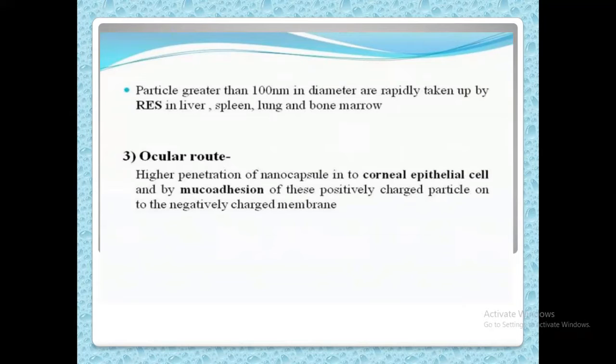Higher penetration of nanocapsule into the corneal epithelial cell. The corneal epithelium is there in your eyeball. So the corneal epithelial cells can directly take the nanocapsule. Nanocapsules can penetrate even the corneal epithelial cell, by mucoadhesion of these positively charged particles onto the negatively charged membrane. So these nanocapsules are positively charged. They will bind with the membrane of the corneal epithelial cell. Because the membrane is negatively charged, they can bind easily. They will have a mucoadhesion, binding. Because of that, your nanocapsule can be easily absorbed.